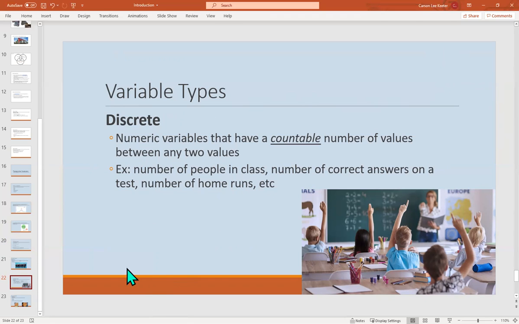So some examples here: number of people in a class, 30, 31. You can't have half of a person, right? Number of correct answers on a test. You got 100 correct answers. You got 99. I suppose in this case, you can't have half correct answers, right? It either is or isn't. Number of home runs, you kind of see where I'm getting here, right?